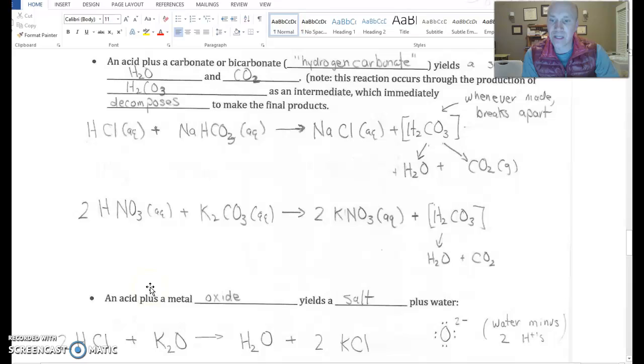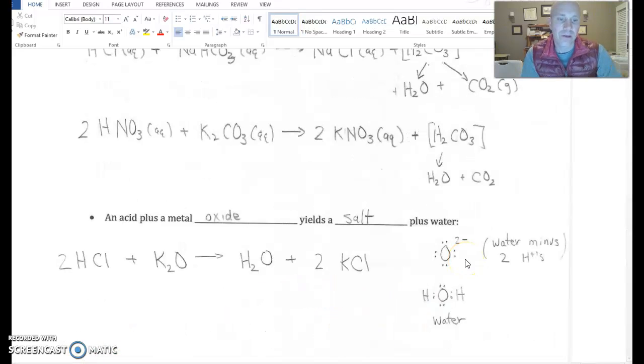Next reaction is the reaction of an acid plus a metal oxide to yield a salt plus water. One way to think about this reaction, which I think helps it to make sense, is that oxide is obviously the anion of oxygen, but think of it as water just without 2 of the H pluses. This is the Lewis structure of water. If we took away an H plus here and an H plus over here, this is what you would have. You would have oxide.